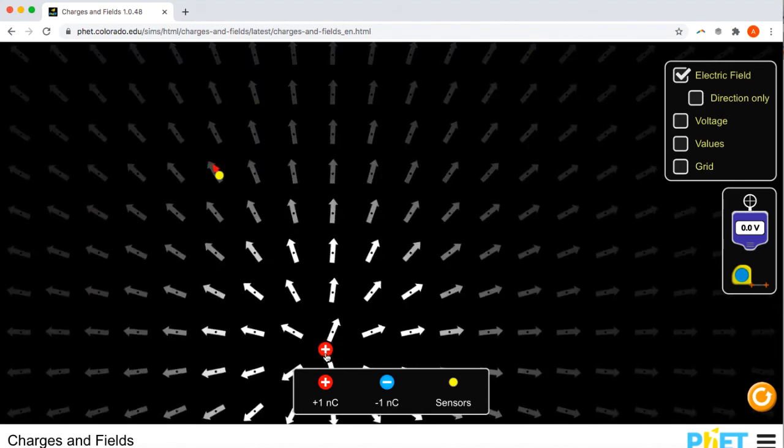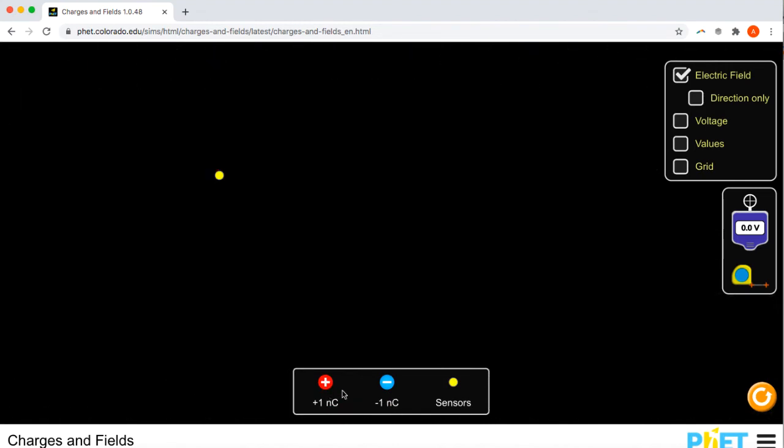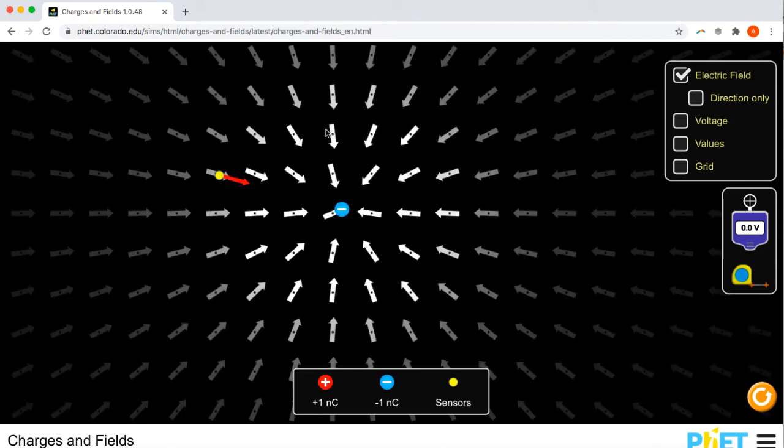If I were to place a negative charge here, then I will still get a field, but notice that the arrows are now pointing inwards towards the negative charge. Again, the test charge that we're using, this sensor, is itself a positive charge. And so if we map out the region in space, that force is always going to point inwards towards the negative charge, and so the field does as well.